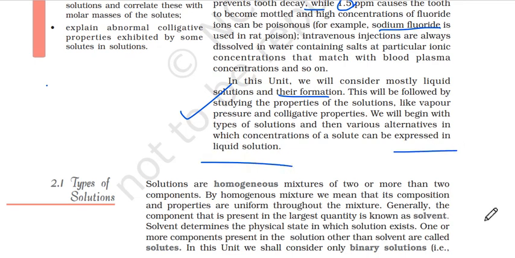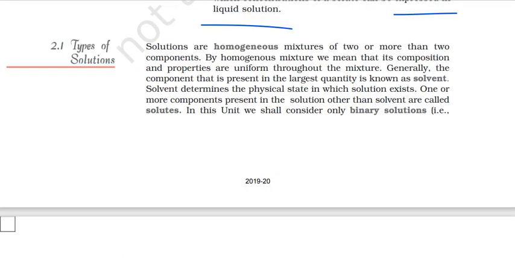We have types of solutions. Solutions are homogeneous mixtures of two or more than two components. By homogeneous mixture, we mean that its composition and properties are uniform throughout the mixture. Generally, the component that is present in the largest quantity is known as solvent. You must have already read that homogeneous mixtures are uniform throughout. You cannot distinguish between the components, right? And the one in the larger quantity will be the solvent. Solvent determines the physical state in which the solution exists. So this is something you have to remember: what will determine the physical state? It will be the solvent.